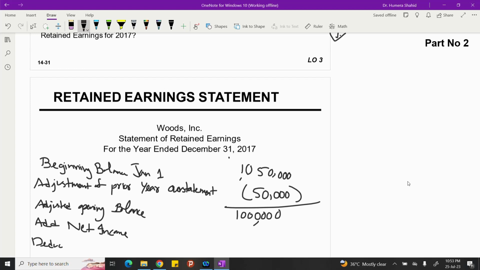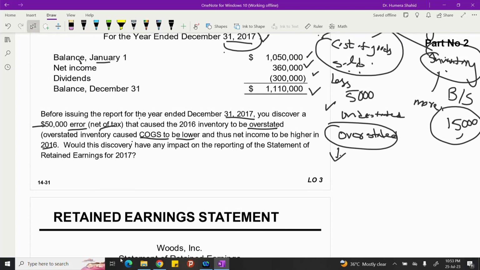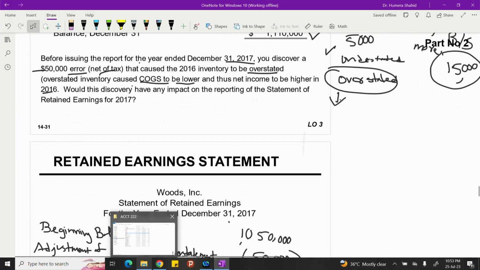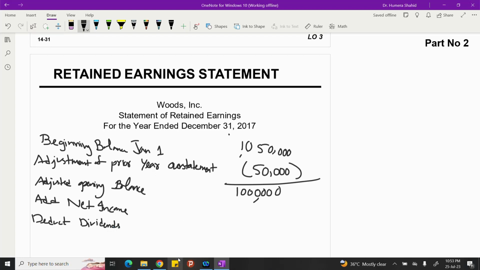and deduct dividends of current year. Net income of current year is 360,000, dividends are 300,000. So the ending balance of my retained earnings is going to be 1,060,000. This is how you're going to prepare the statement of retained earnings in the presence of a correction from the prior year. Let's move on towards our next discussion.